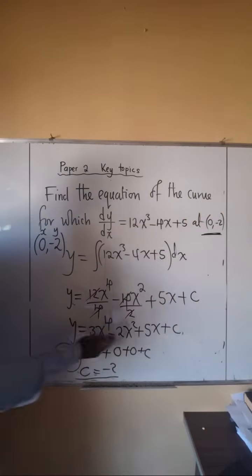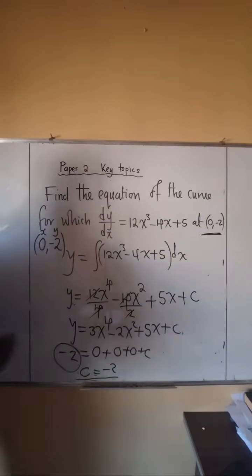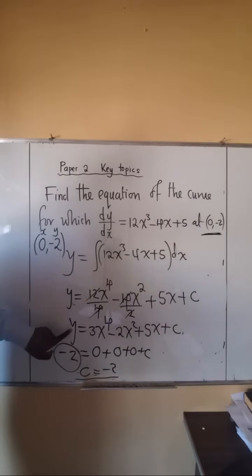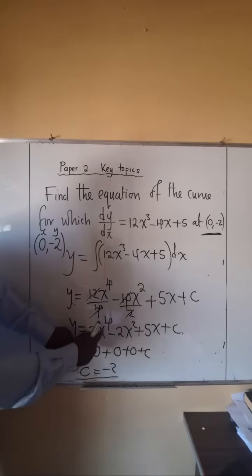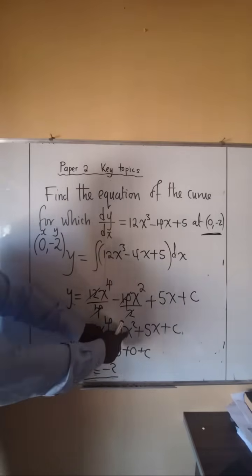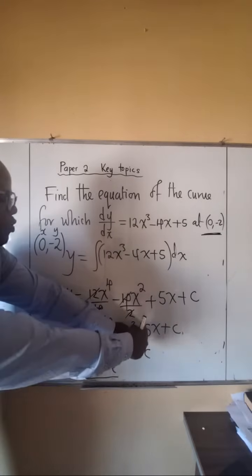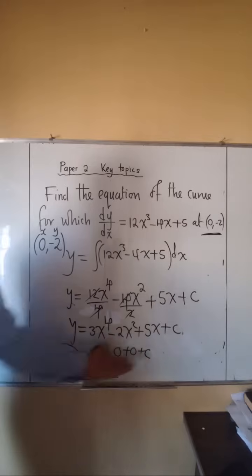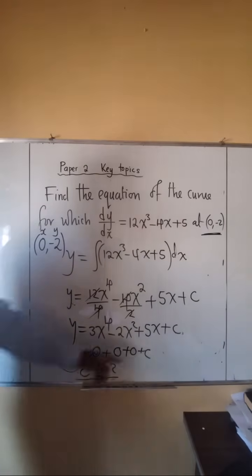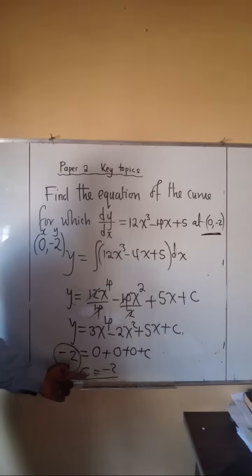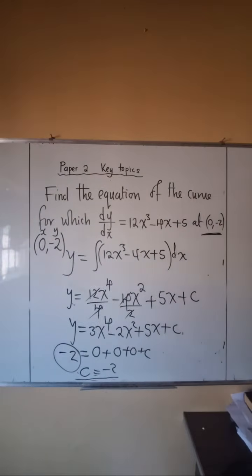So we go back to this part where I've reached. Whenever we see the letter y, we're going to put the value of y here, which is what? -2. So I've written -2. And whenever I see an x, I'm going to put a 0. So this will just be 3 times 0, which gives us a 0. 2 times 0^2, it will give us a 0. 5 times 0, it's a 0. Plus c. So all these will just give us zeros, and we will remain with a c. Meaning the value of c will be negative 2.